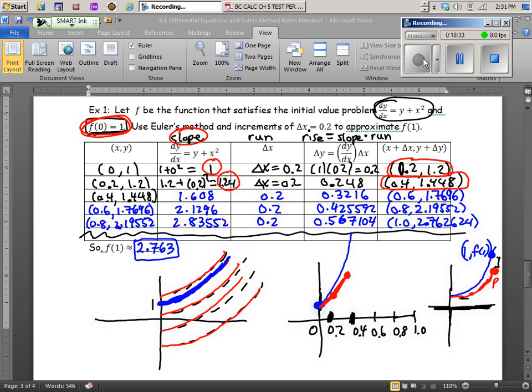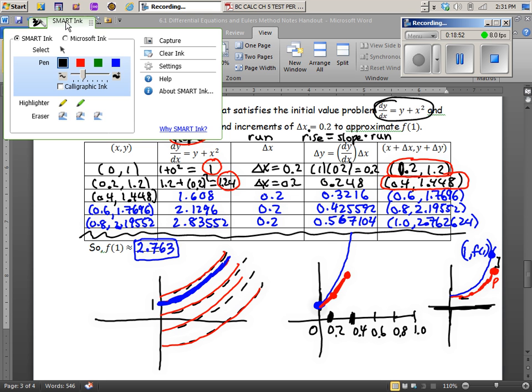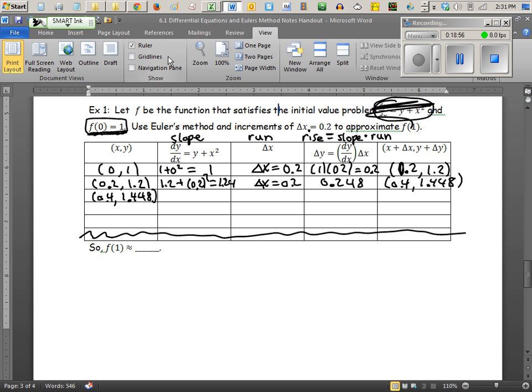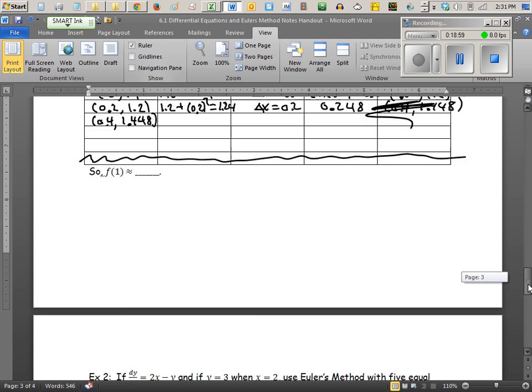All right, now what would happen if we wanted to study points to the left of the initial point given? Well, you'd have to use a negative delta x to work from right to left. So that's what our next example is about. So let me clear my ink and let's move on to the next page. So you can flip your page over there. Let's go on to the next page here. Okay.